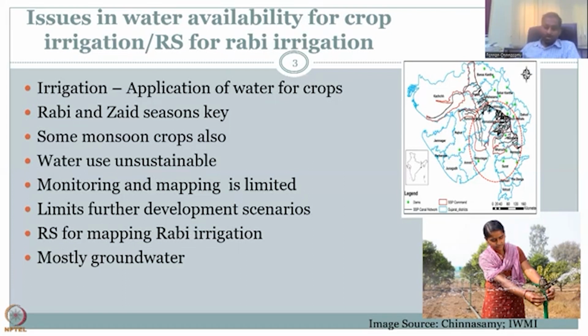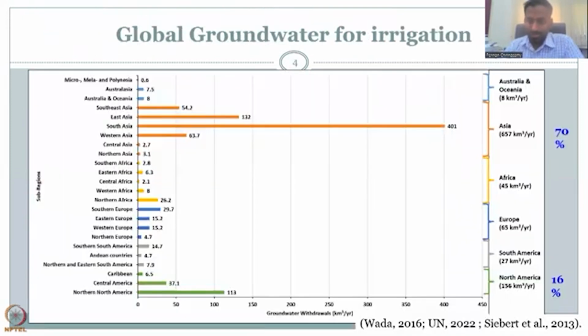You can see very high-tech devices used for accessing the groundwater, putting it through devices to apply water across the field, and along with that, fertigation is also done. So mostly groundwater is used for Rabi and Zaid irrigation, or for non-monsoon irrigation, and it is at very unsustainable rates. Let's see how India ranks along the global water demands for groundwater irrigation.